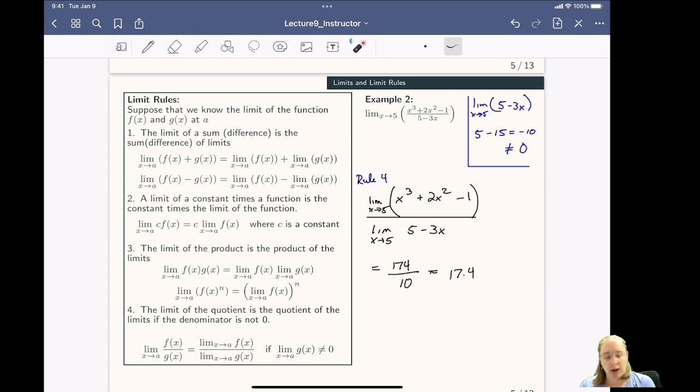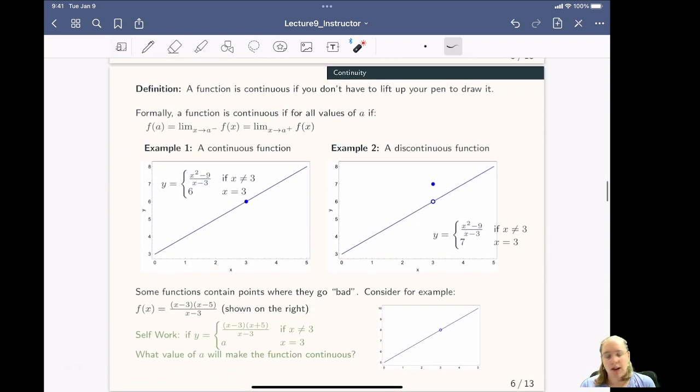Now, why would you actually want to take a limit? Well, one reason to take a limit is to ask whether or not a function is continuous. So a function is continuous, we can say this in a very hand-wavy way, if we don't have to pick up our pen to draw it. So consider the function y is equal to x squared minus 9 divided by x minus 3. We took the limit of this earlier at x equals 3, and we got the value of 6. So the value of x squared minus 9 divided by x minus 3 doesn't exist at x equals 3, but let's say that as soon as we get to exactly x equals 3, we plug in 6. And in this case, we don't have to pick up our pen in order to draw that line.